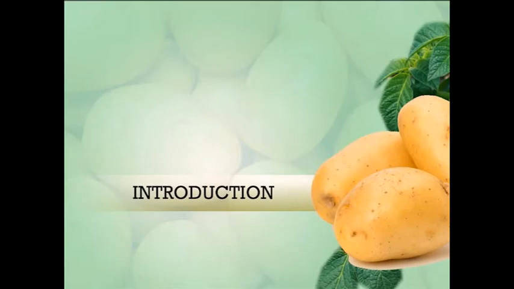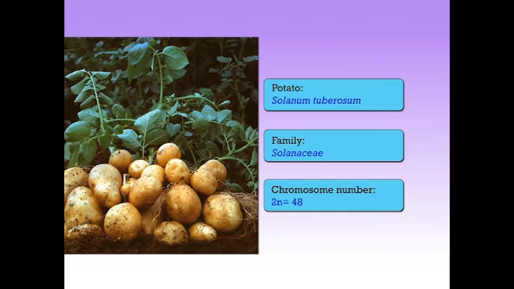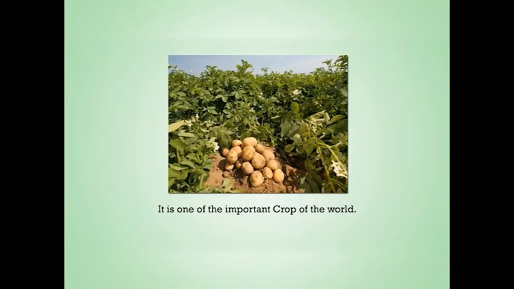Our topic for today's discussion is on cultivation of potato. Potato, that is Solanum tuberosum, belongs to the family Solanaceae, having chromosome number 2n equal to 48. It is one of the most important crops of the world. Potato is a crop which has always been the poor man's friend.